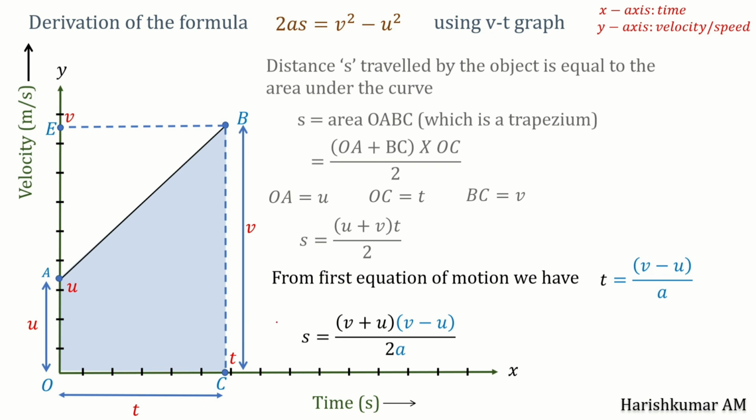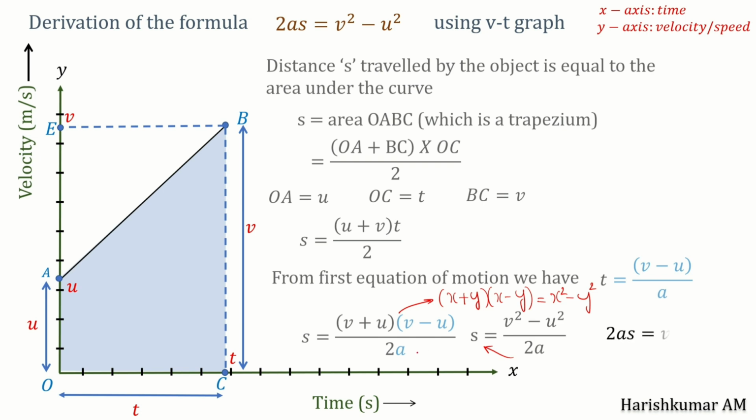And now, this represents an identity x plus y into x minus y, which is equal to x square minus y square. Hence, s is equal to v square minus u square by 2a. And transposing 2a to the left side, we have got 2as is equal to v square minus u square.